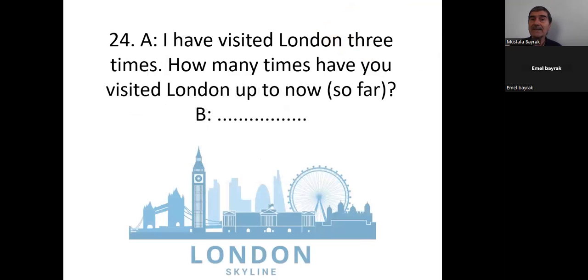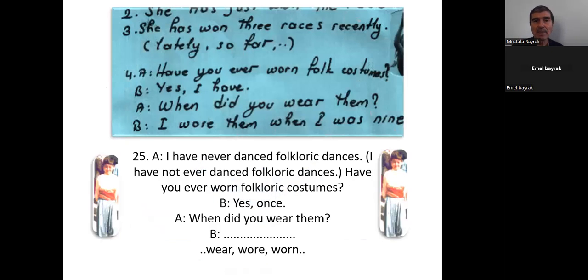I have visited London 3 times. Yes, this is my experience, okay? It is in my memory. I have visited London 3 times. How many times have you visited London up to now or so far? Yes, I have visited London 10 times. Okay, this is my experience. I have an experience like this, for example.